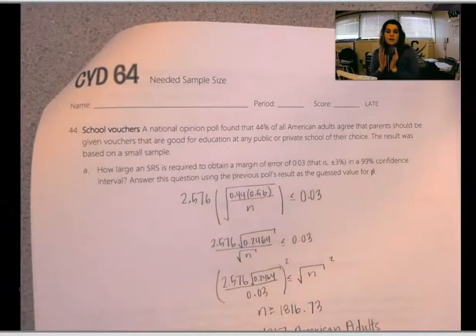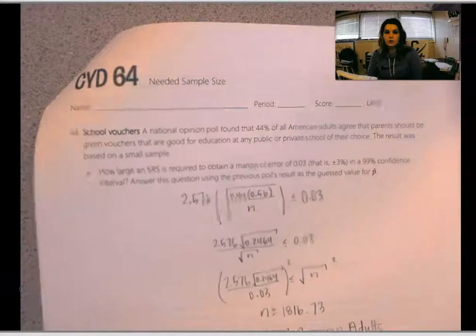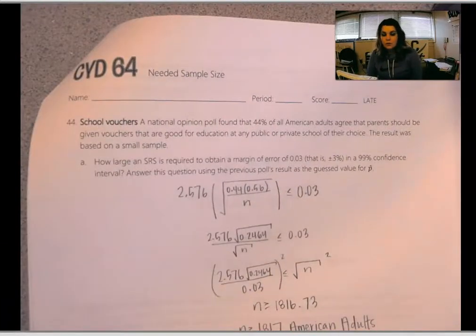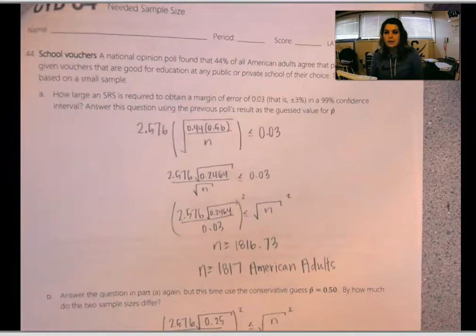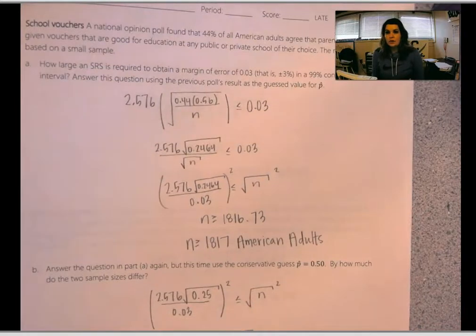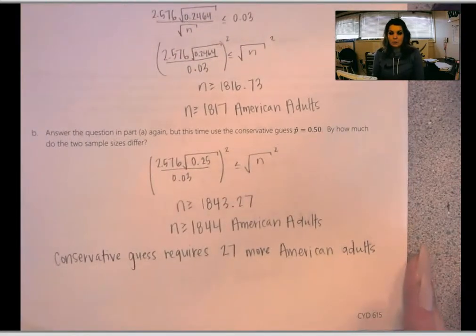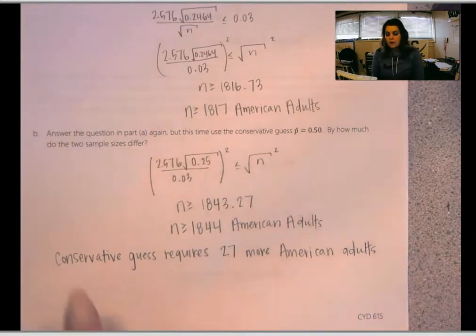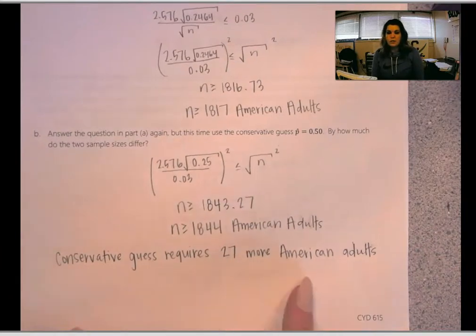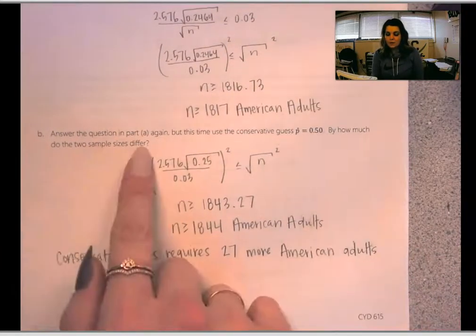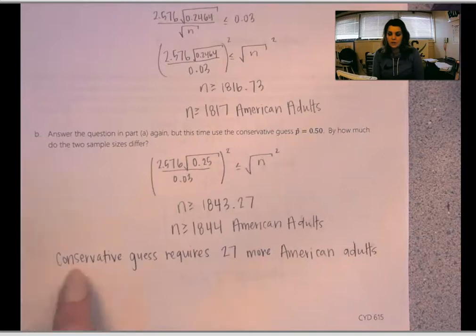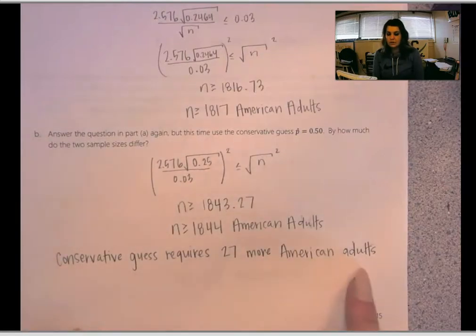These are our solutions for Can You Do 64. For the first 2 pages, I don't think that I really need to walk you guys through the solutions. You can see the work that I went through. So you can just pause and double check if you would like to on these problems. On part B, make sure that you did address by how much the 2 samples differ. So make sure that somewhere you have the difference.